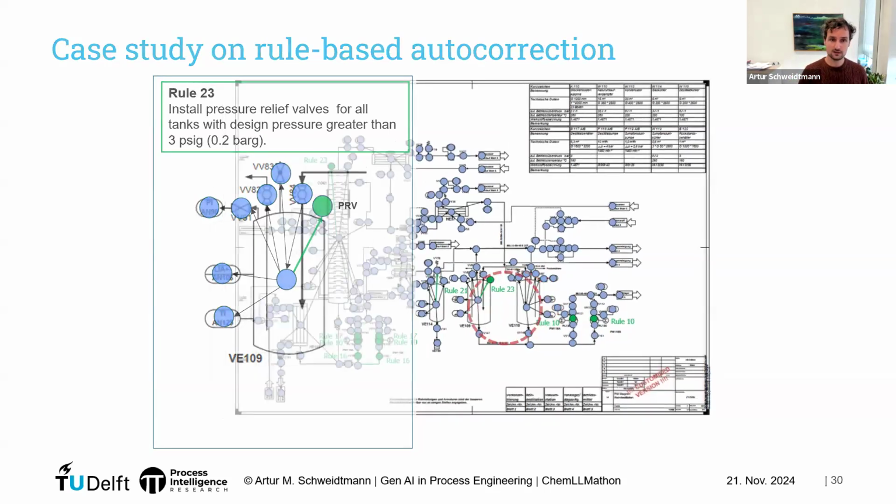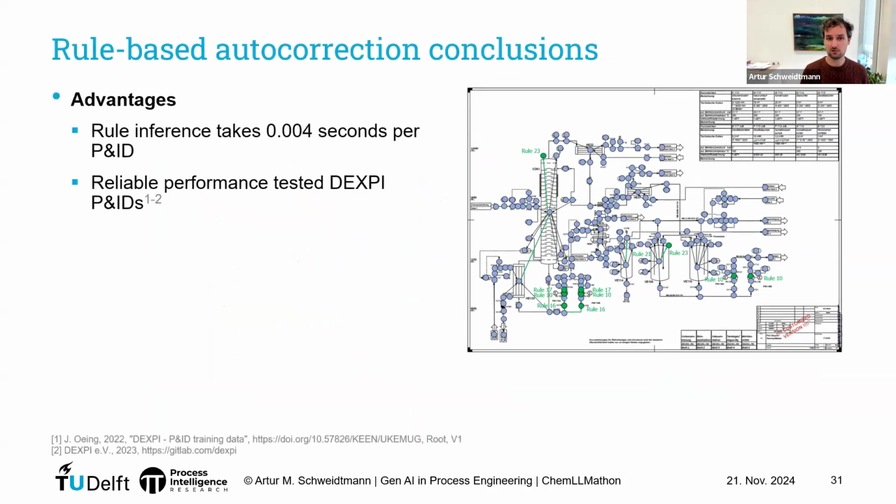And if you do that, this is actually super quick. You can run rules on complex graphs in hundredths of a second. And it's very reliable. If you include a rule here, it will be found 100%, right? So these algorithms are reliable. And we did that on large P&IDs already.